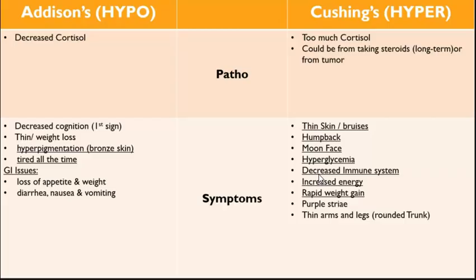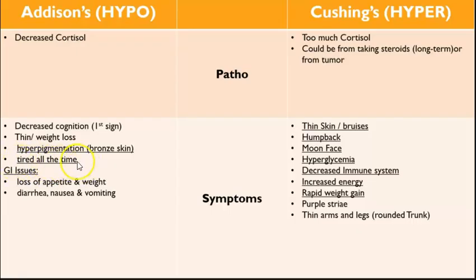So decreased cognition is the first sign that something's going on. They're going to be pretty skinny, lots of weight loss. They are going to have this bronze skin. Think about the previous president that had Addison's disease, JFK. JFK had this nice golden glow to him. It wasn't because he was outside tanning. It was because he had hyperpigmentation from his Addison's disease.